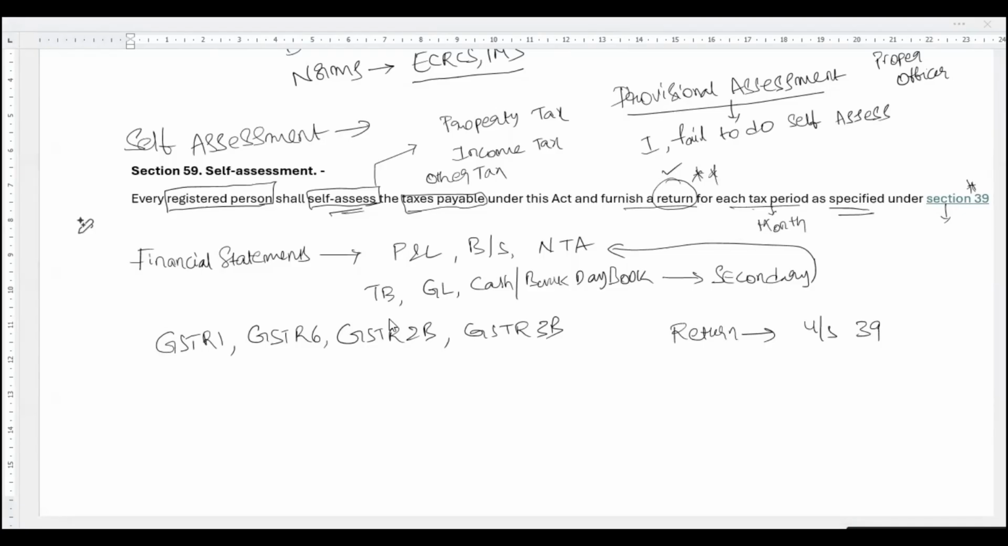Now, let's look at what is there under this section 39.